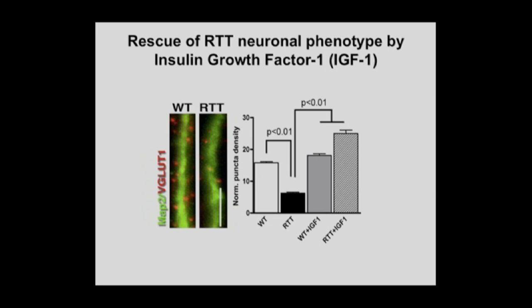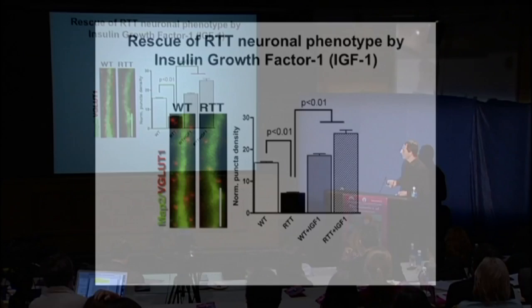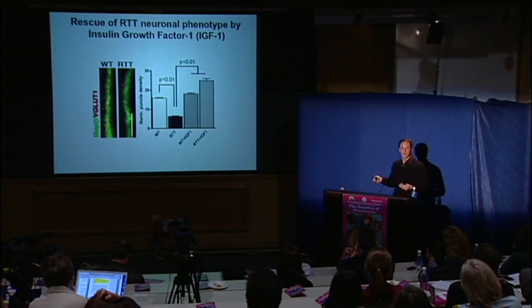Can we manipulate the system somehow? One way of doing that is by treating the affected neurons with some drugs. What we did here is we treated the Rett syndrome neurons with Insulin Growth Factor-1, IGF-1. By doing that, we were able to completely rescue, or restore, the number of synapses in the Rett syndrome neurons. All of this is just to illustrate that the system can be a powerful system to link genetic alterations to a cellular phenotype.